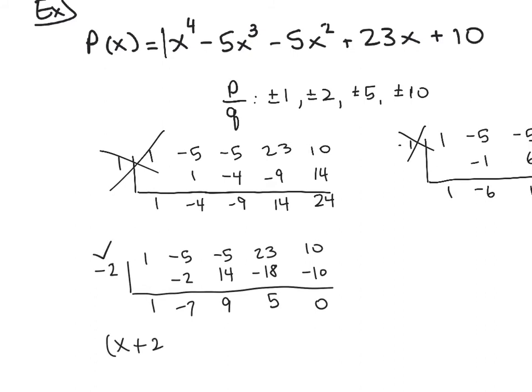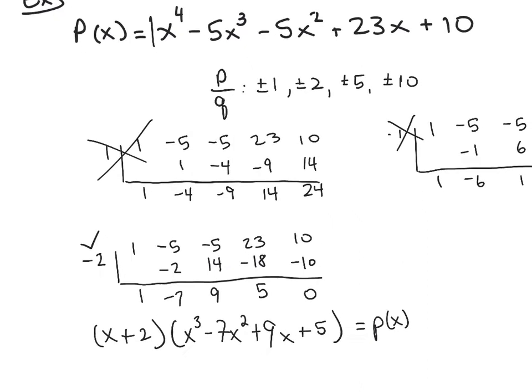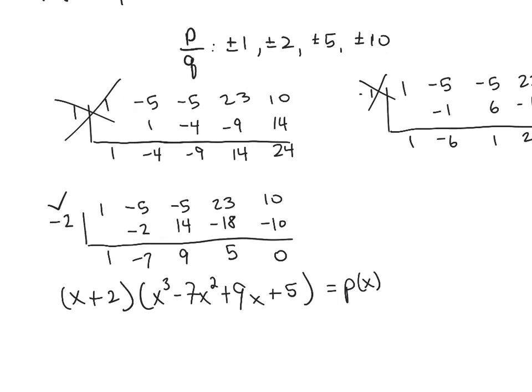So x plus 2, and then we have the quotient here, which is x to the third minus 7x squared plus 9x plus 5. That's equal to p of x. So now we continue synthetic division on the quotient, or on the smaller polynomial. And the reason we have to keep going with synthetic division is this is not a quadratic quotient yet. So we can only stop doing synthetic division once we have a quadratic quotient.